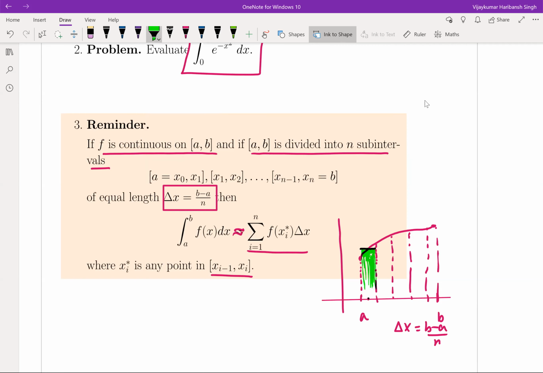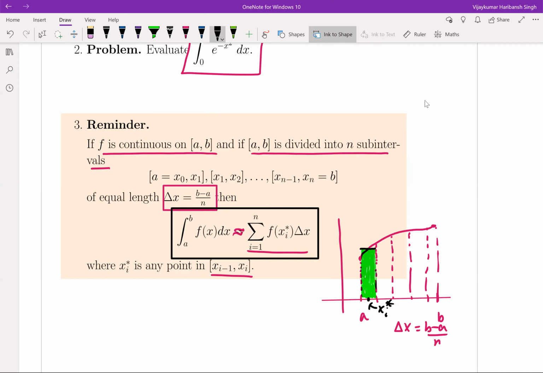Of course, it's not exactly equal to the area under the curve, but since we are doing an approximate integral, for sufficiently large n you will find an approximation. Okay. So now we have to find ways to choose this sample point xi star. Because after all, this is an approximation and we need a way to choose these xi stars.